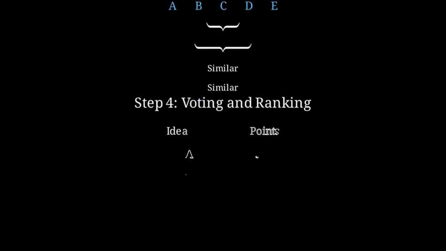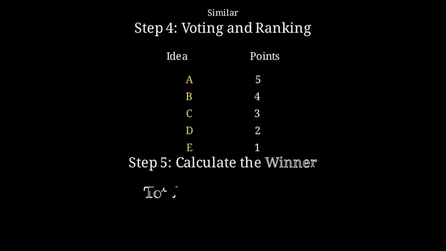Step 4 is voting and ranking. Each person privately ranks their top ideas, for example, giving 5 points to the best, 4 points to the second best, and so on. Step 5 is calculating the winner.